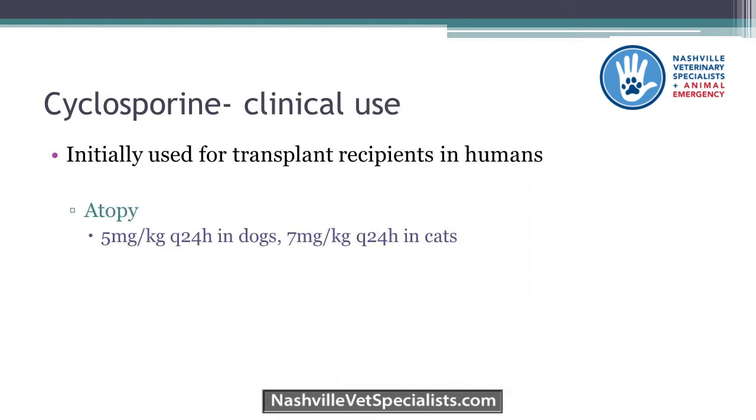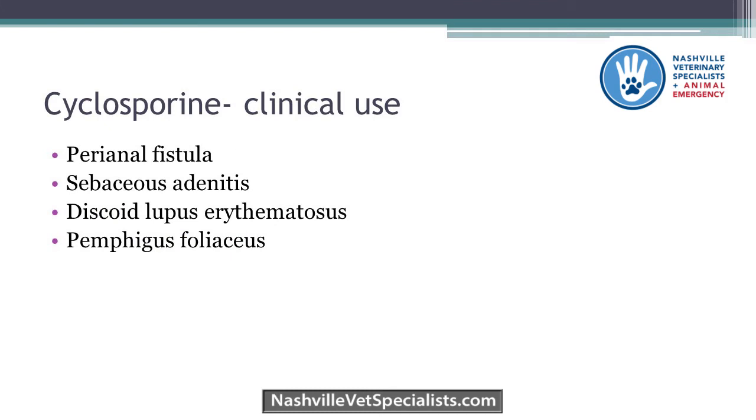Clinical use, initially used for transplant medicine in humans. The only thing it's labeled for in veterinary medicine is atopy. And these are our labeled dosages. There are some other diseases that we use, particularly in dermatology. Perianal fistulas, it's our first line of therapy. Sebaceous adenitis, it's our first line of therapy. We can use it as first or second line in discoid lupus erythematosus, which is always fun to say in front of a lot of people.